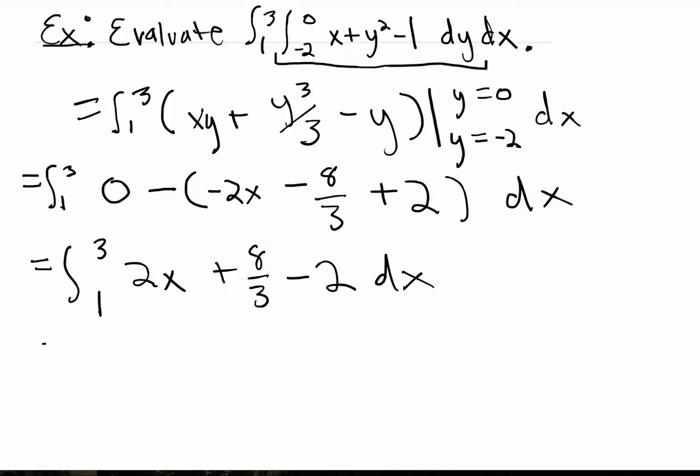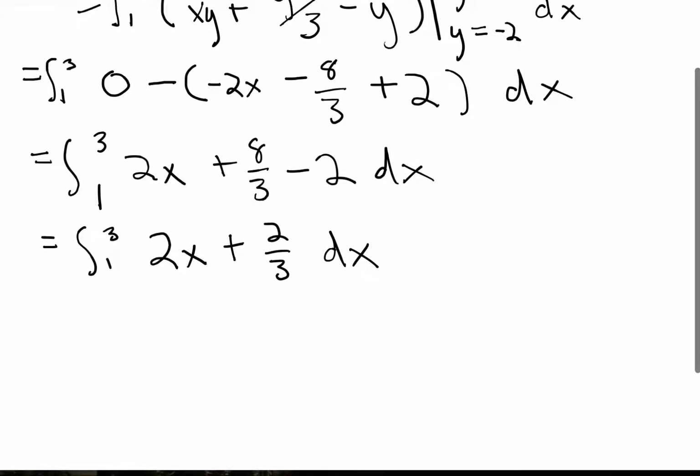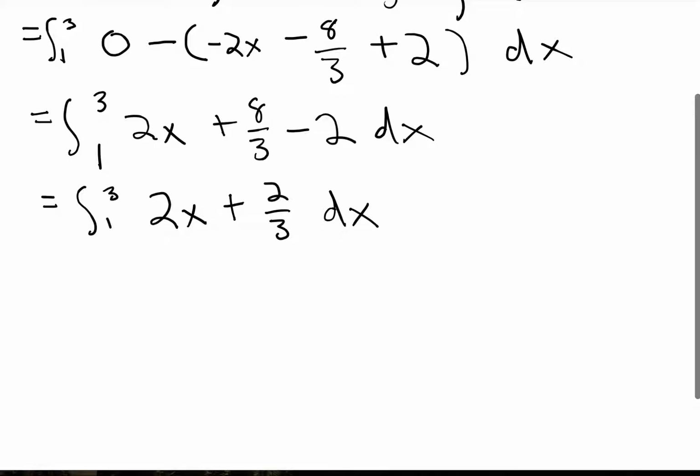I can clean this up even more if I would like and simplify my constants. You'll note 8/3 minus 2 is the same as 8/3 minus 6/3. This is going to just reduce to 2/3 here. I will scroll down a little bit to give myself some more room. Once I do this, this is a regular single variable calculus problem, right? So we anti-derive totally like normally. Okay, apply my basic power rule and whatnot, and then plug in your bounds like normal.